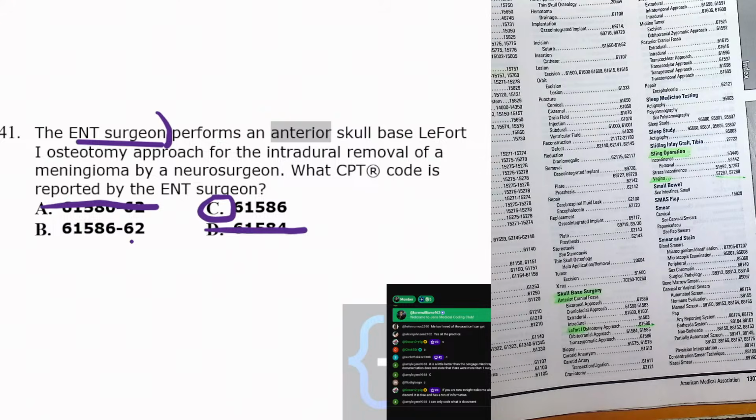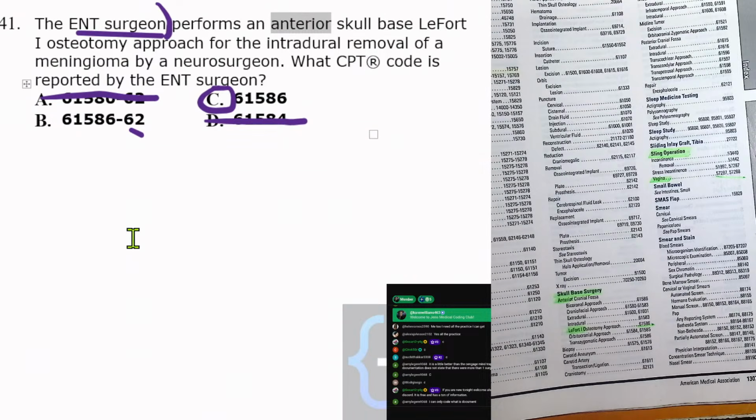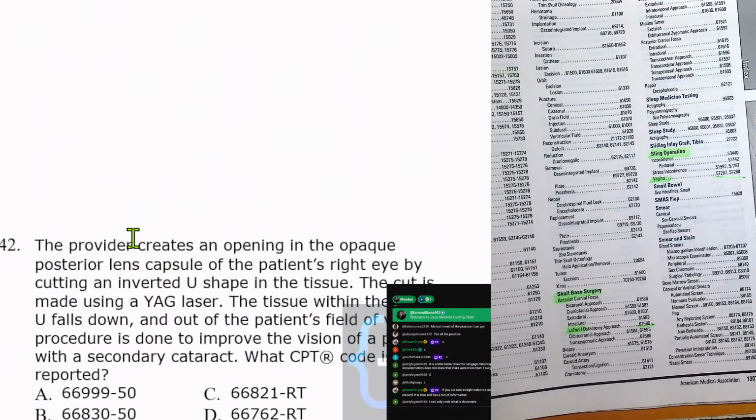This 62 is only to be used when both providers are both doing the same surgery on the same patient. One might be doing the removal and then the other one might be doing the closure, whatever. But it's still the same surgery, right? So be careful on that one for sure on exam day. But that one's answer is C.